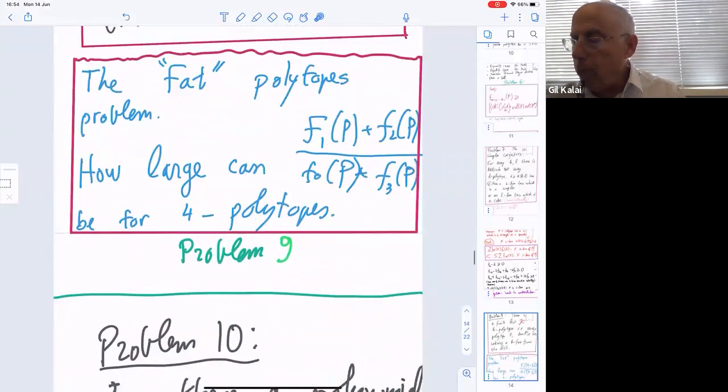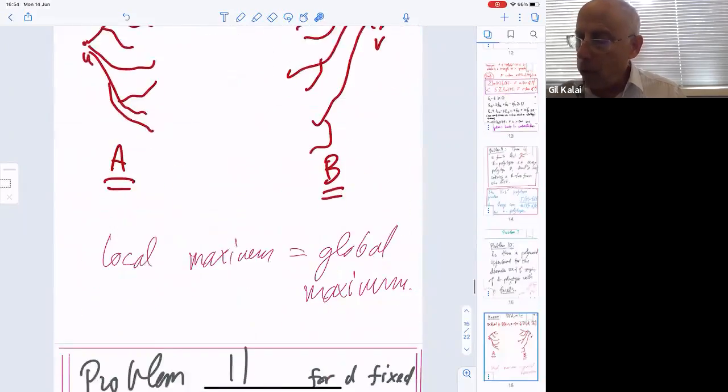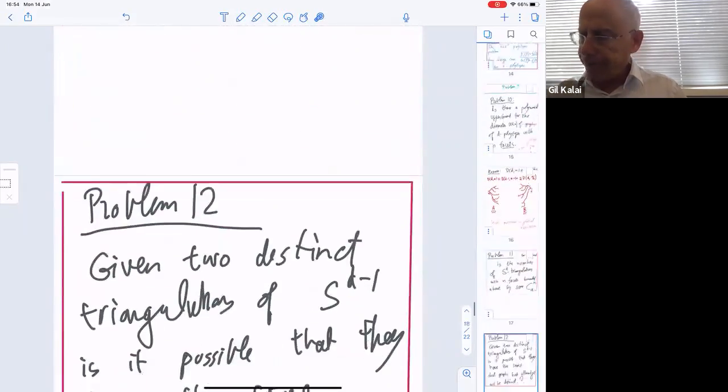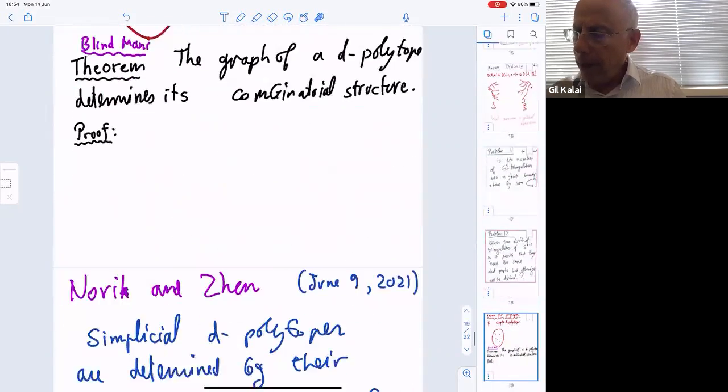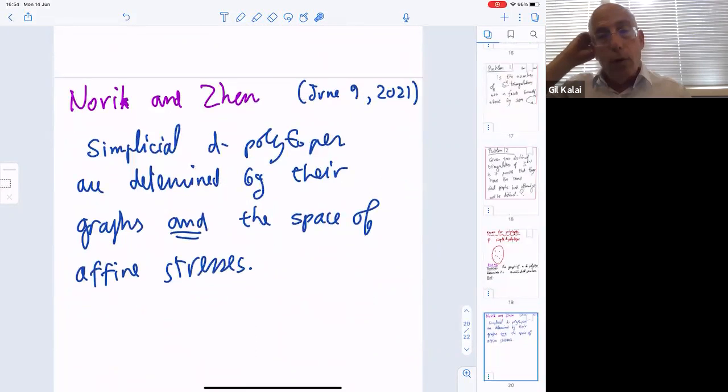I have a few more problems that maybe I will not mention right now. I want to mention a theorem, and one reason is that maybe I will steal a few minutes from the second lecture and mention a few more problems about polytopes and some connections. I want to mention a theorem which was proved in the last few weeks by Novik and Zeng, and it says that simplicial d-dimensional polytopes are determined by their graph and the space of affine stresses.